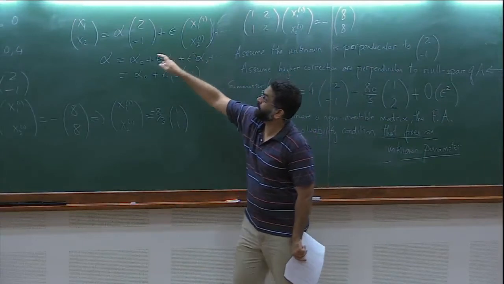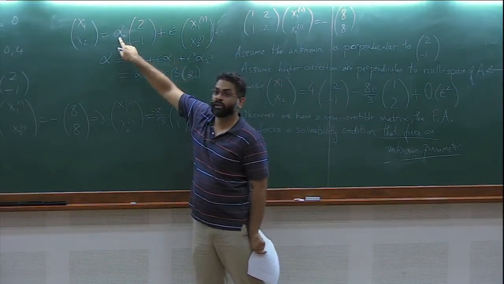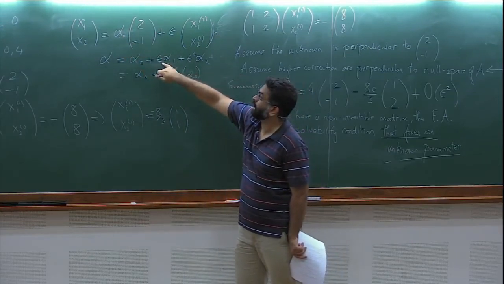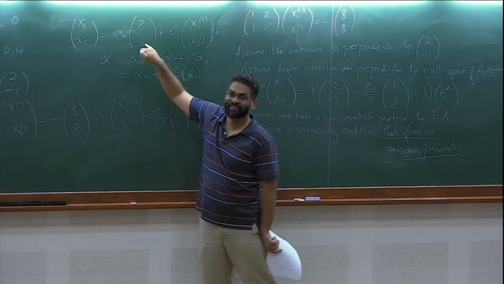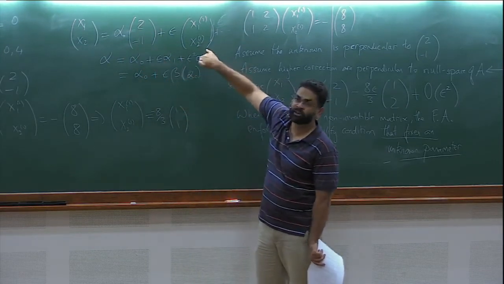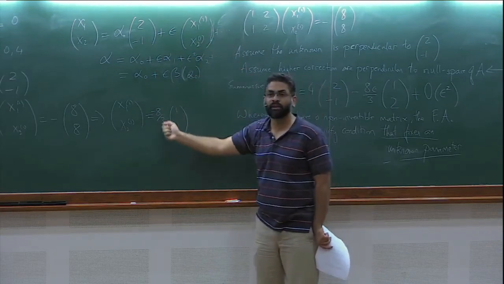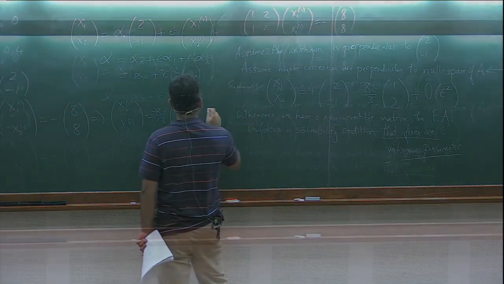So if I expanded this alpha, this is alpha naught, right? If instead I had an epsilon alpha 1, that would multiply the 2, minus 1 vector. And so it would be a correction at this order. So x11, x21 wouldn't be this, but it's actually plus order epsilon.